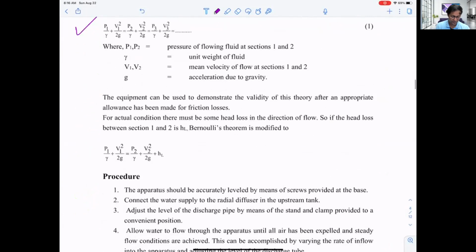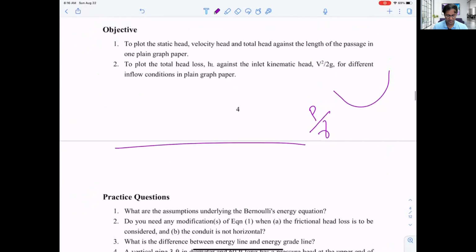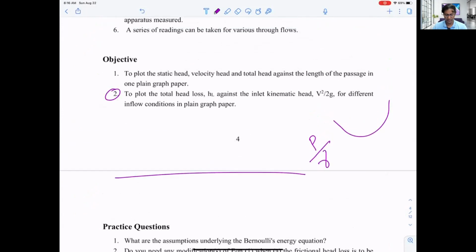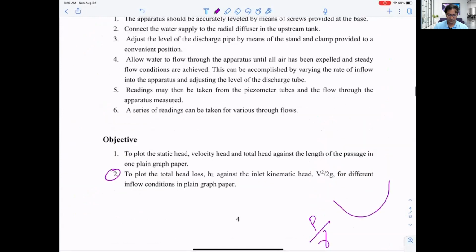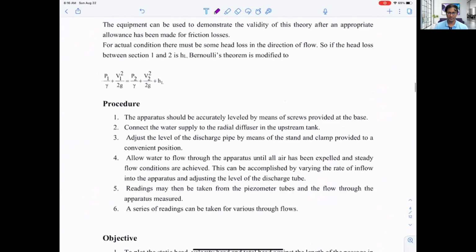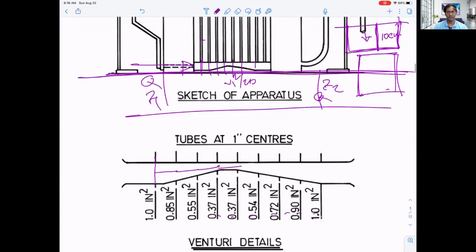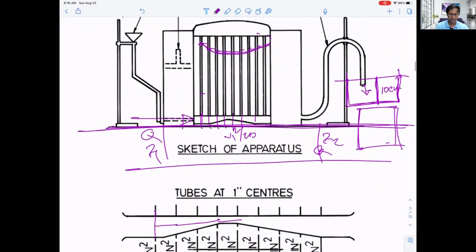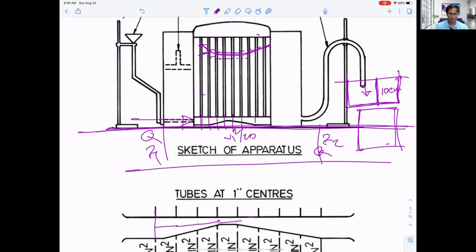And then the second one is to plot the total head loss, HL, against the inlet kinetic head, V squared over twice g, for different inflow conditions. What I have seen here, as I just mentioned, is that when the Q is constant, we'll do all these calculations. If I change the Q, then we'll have different values of P1, P2, right? P1 over gamma, P2 over gamma, everything will change, and we'll have different velocities and different head loss.